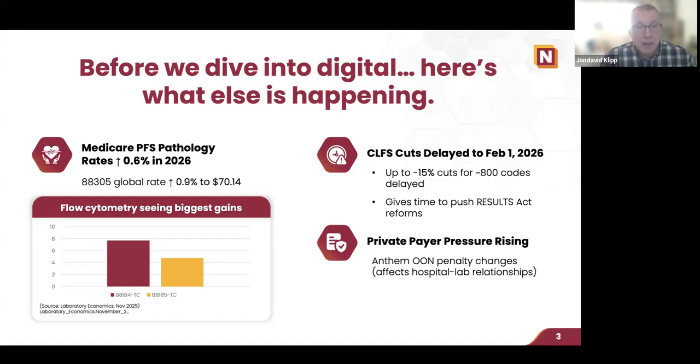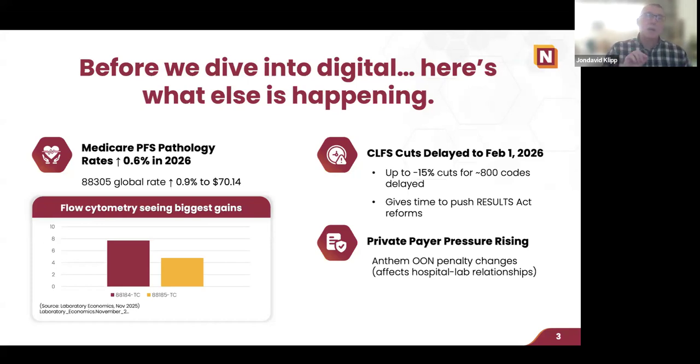The all-important CPT 88305, which represents the majority of billing at most pathology labs. The global rate for 88305 will be increasing by just under 1% to a global rate of $70.14 in 2026. The professional component of 88305 is increasing by 0.4% to $35.07.